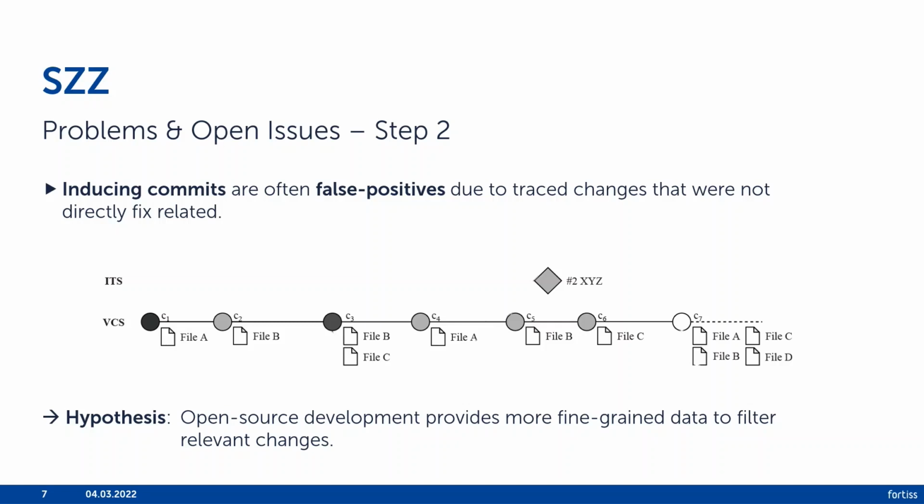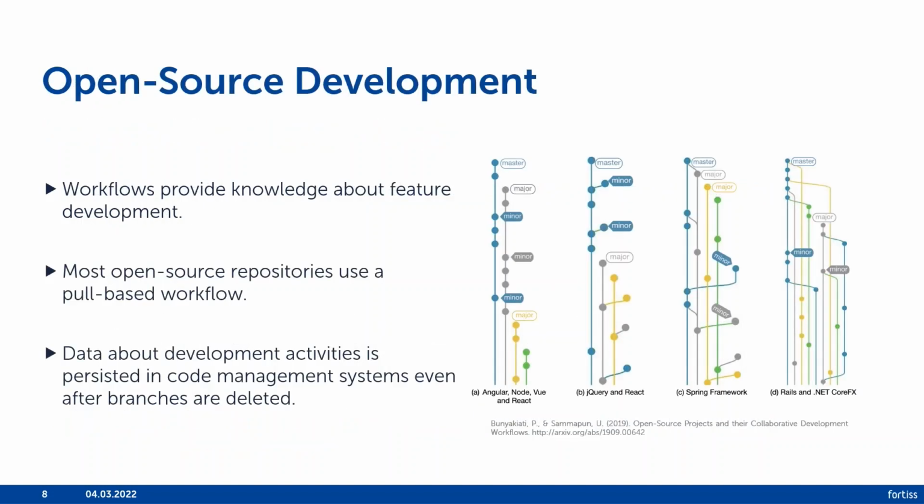And also here our hypothesis was that open source development provides more fine-grained data to filter relevant changes and to reduce the number of false positives in this step. When I'm talking about open source development, I'm mainly talking about the workflows used to integrate changes from contributors to the main repository. And these workflows provide knowledge about how the features were developed.